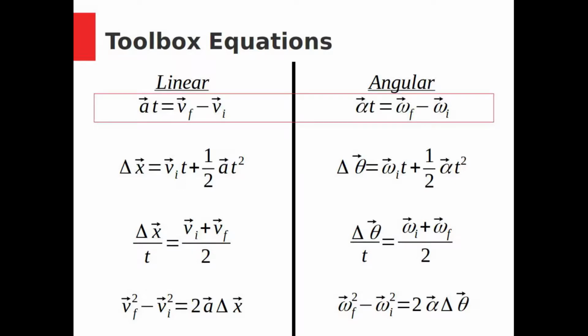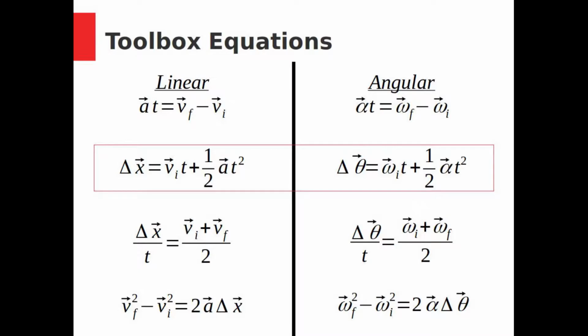The first linear Toolbox equation says acceleration times time equals final velocity minus initial velocity. In its angular form, it says angular acceleration times time equals final angular velocity minus initial angular velocity. Perfect correspondence. The second toolbox equation says displacement equals initial velocity times time plus half acceleration times time squared. In its angular form, it says angular displacement equals initial angular velocity times time plus half angular acceleration times time squared.